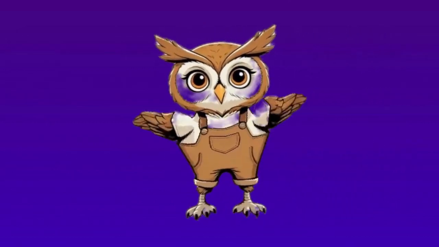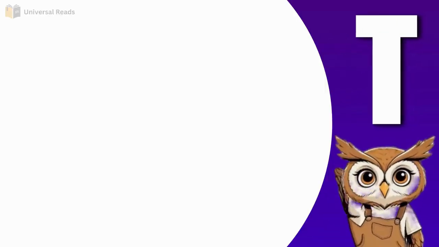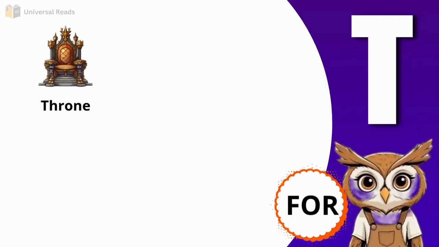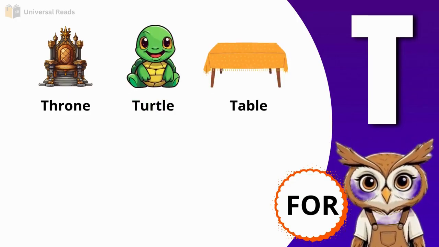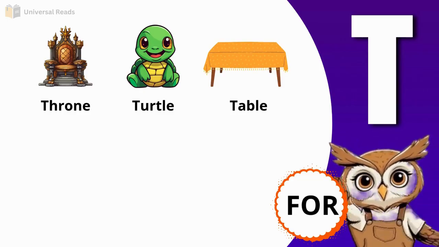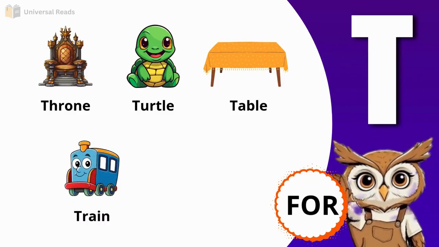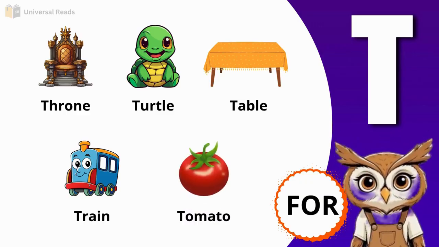Fantastic! Now let's move to the letter T. T is for throne. T is for turtle. T is for table. T is for train. T is for tomato.